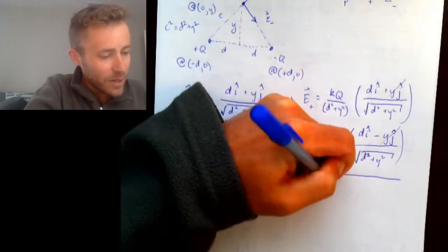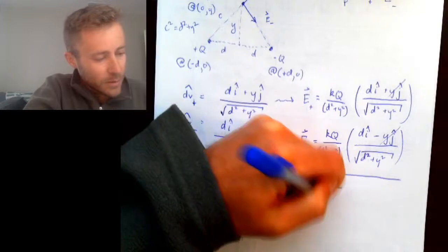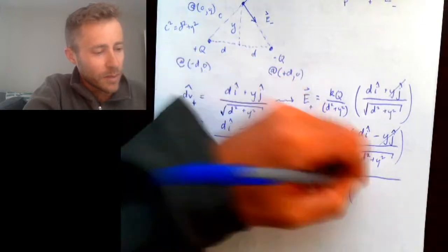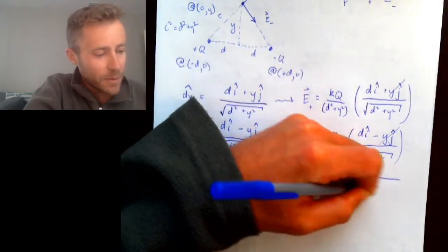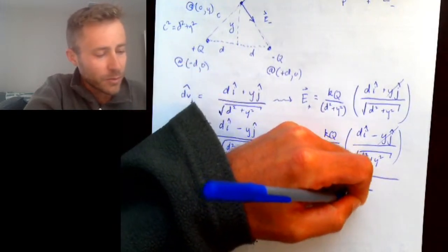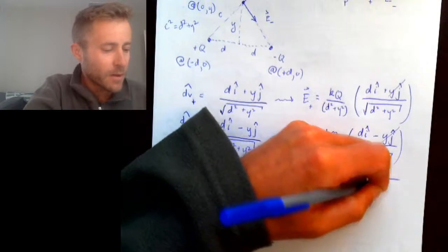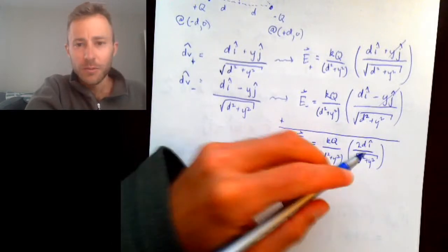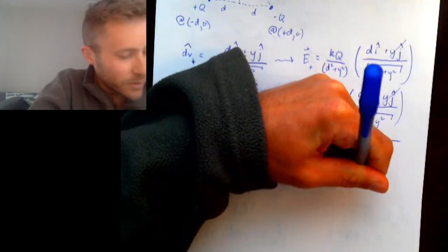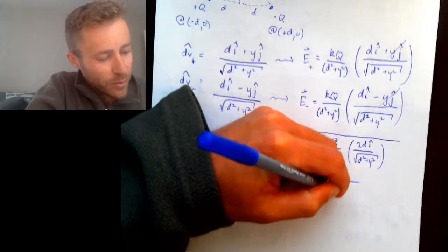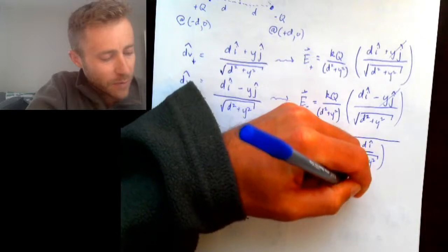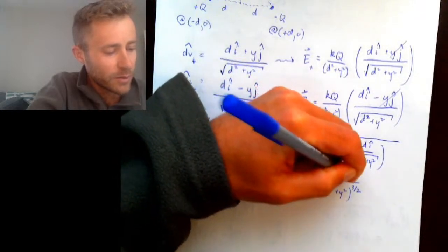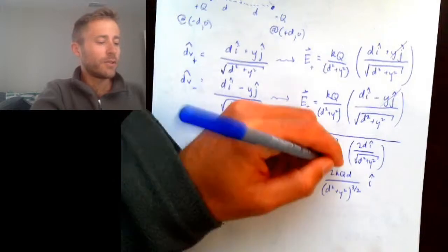Okay, so I'm going to have kq over d squared plus y squared times 2d i hat over the square root of d squared plus y squared. And just simplifying that a little bit more, d squared plus y squared times the square root of d squared plus y squared is going to be d squared plus y squared to the 3/2 power. And then in the numerator, I have 2kqd times the direction i hat. So this is our answer.